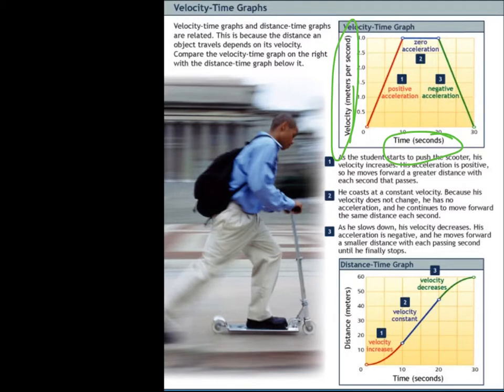At first he has a positive acceleration, so we see a vast increase in that. Then for a time he's staying at the same velocity. Okay, and then he is going to come to a stop, in which he is going to have negative acceleration.